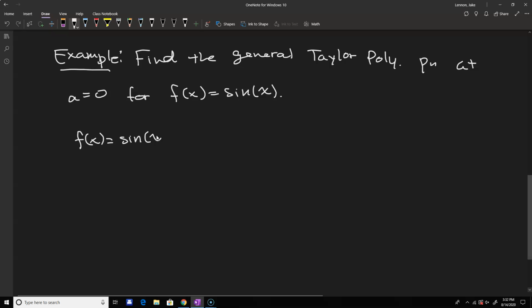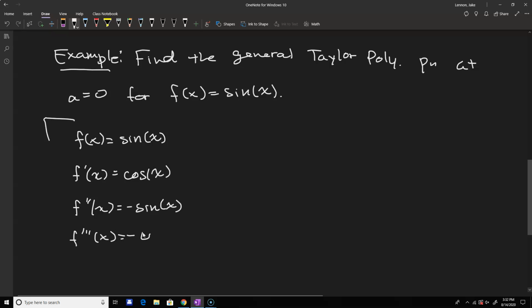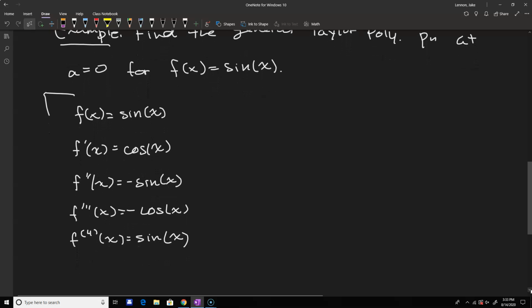So we start with sine of x. The first derivative is cosine of x. The second derivative is then going to be minus sine of x. The third derivative is going to be minus cosine of x. And then once you do the fourth derivative, you get back to sine of x, and that just keeps continuing. What we really want to use these for is to figure out the coefficients.